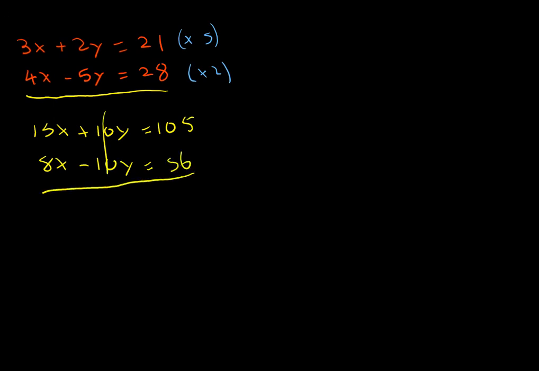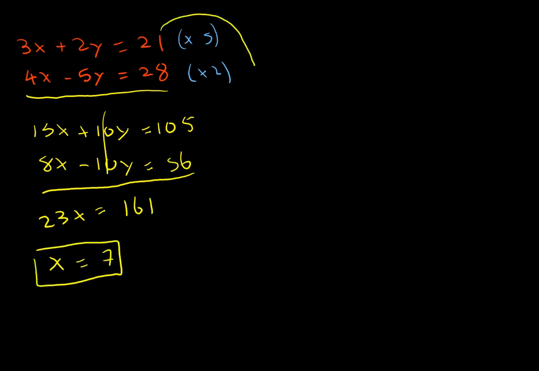The y's cancel there then, so you end up with 23x is equal to 161. Dividing both sides by 23, you get x is equal to 7. So you have your value for x. Taking one of the equations again, sub it in.